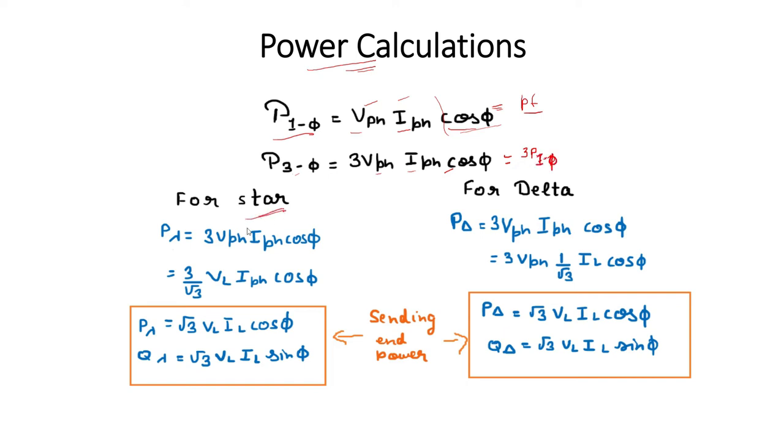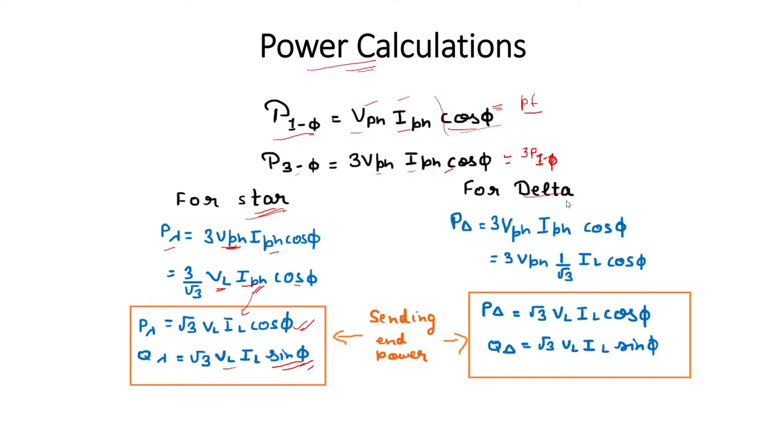Then for a star connected system, P star is equal to 3 into V phase into I phase into cos phi, and we all know for star connection V phase is equal to VL upon root 3. Therefore, we will put VL here. So P star is equal to 3 into VL upon root 3 into I phase cos phi. Then for a star connected system, line current and phase current are the same. So therefore, we can write P star is equal to root 3 times VL IL into cos phi. And similarly, Q or reactive power in a three-phase star connected system is root 3 times VL IL sin phi. See, here you have used cos phi and here it is sin phi.